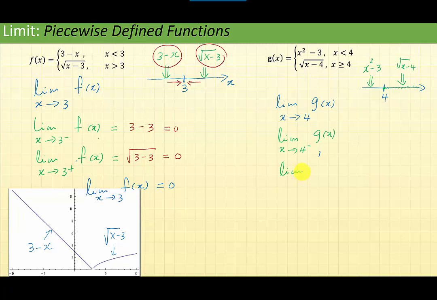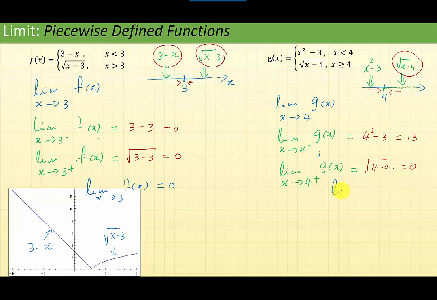So we need to find the limit as x approaches 4 from the left of g of x and as x approaches 4 from the right of g of x. Now as x approaches from the left, g of x approaches 4 squared minus 3, which is 16 minus 3, or 13. Now as x approaches from the right, this is your function, which approaches the square root of 4 minus 4, or 0. Now the left limit is 13, but the right limit is 0.